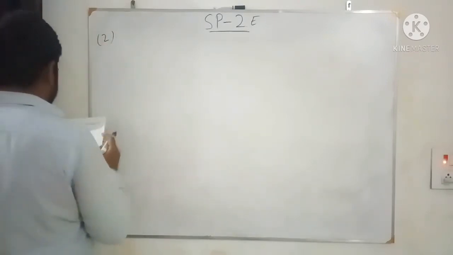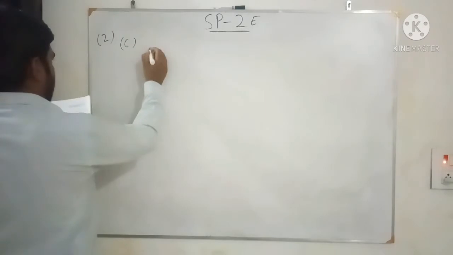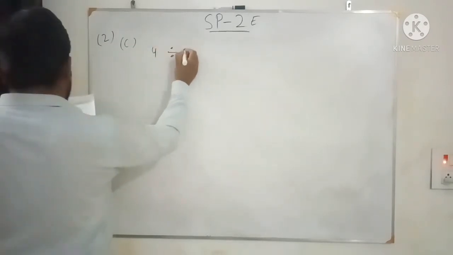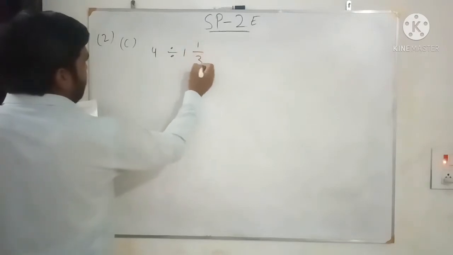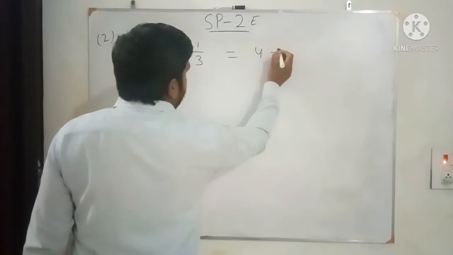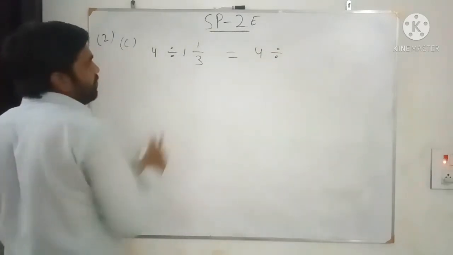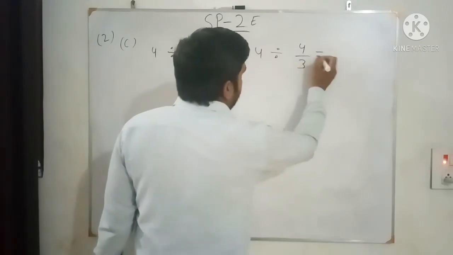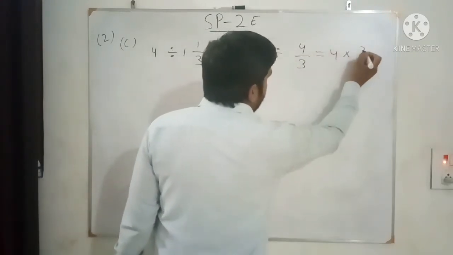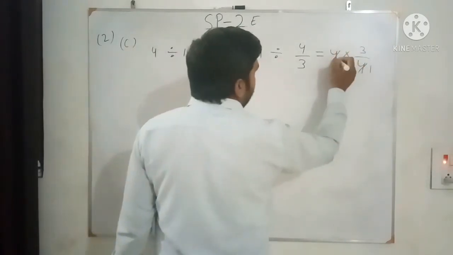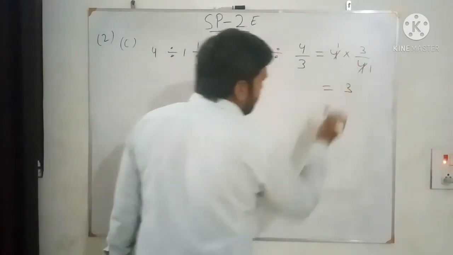Now question number 2C. 4 divided by 1 by 3. So 4 divided, convert this into an improper fraction. 3 ones are 3 plus 1, 4 by 3. Now 4 multiply 3 by 4. Now this 4 will be cancelled with this. So the answer is what? 3.